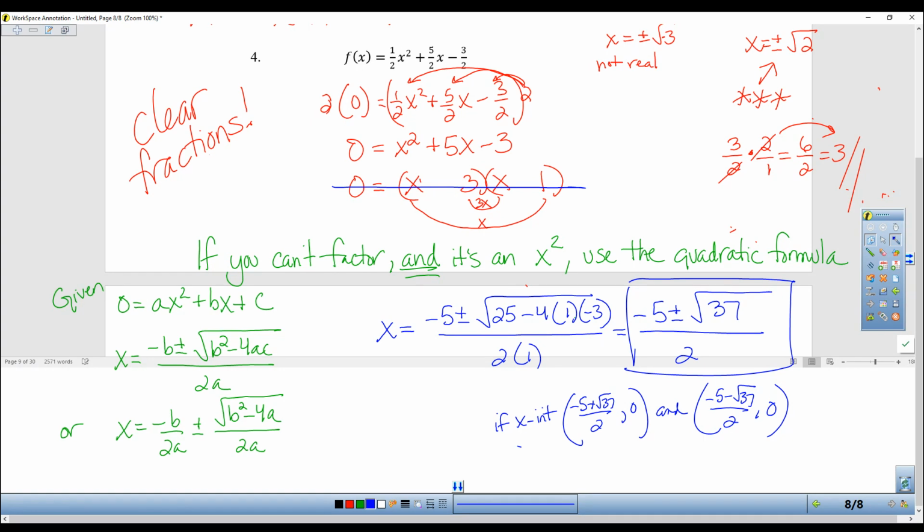Like I said at the bottom of your homework there, you will need the quadratic formula for 33 on your homework. So I would add this to your appendix so that you have it.